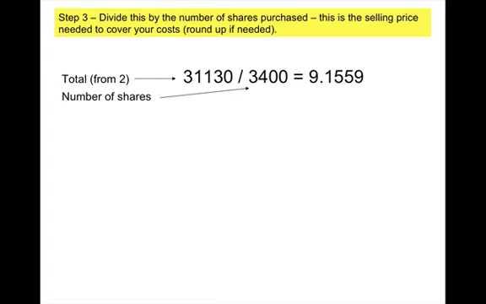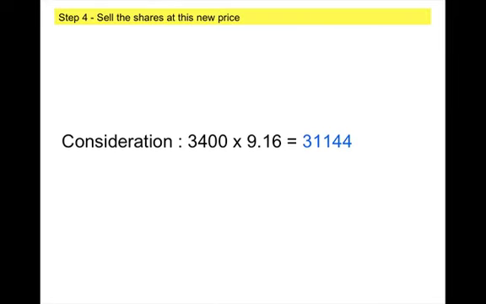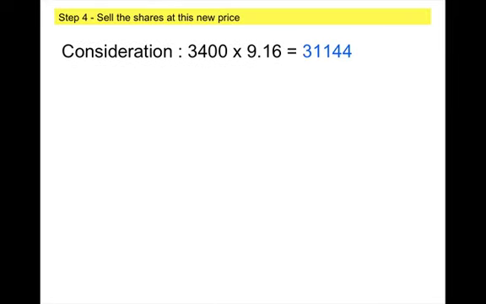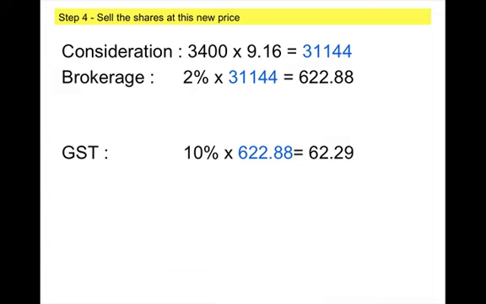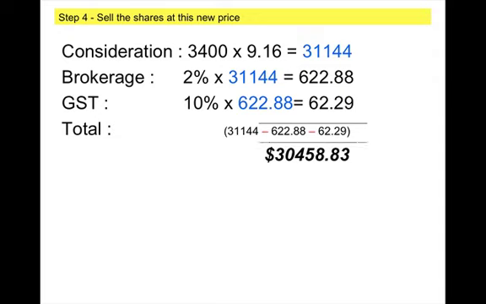So what we need to do is round it up. So this is the total from part 2. This is the number of shares that you've bought. That gives you exactly how much you've got to have. So we round it up to the next full cent. If in doubt, round up to the next full cent because those fees and charges go up when you sell them. So now you've got to check by selling. So $31,144 is your consideration when that's at $9.16. Brokerage, GST, take them away because you're selling, and you'll end up with $30,458.83.